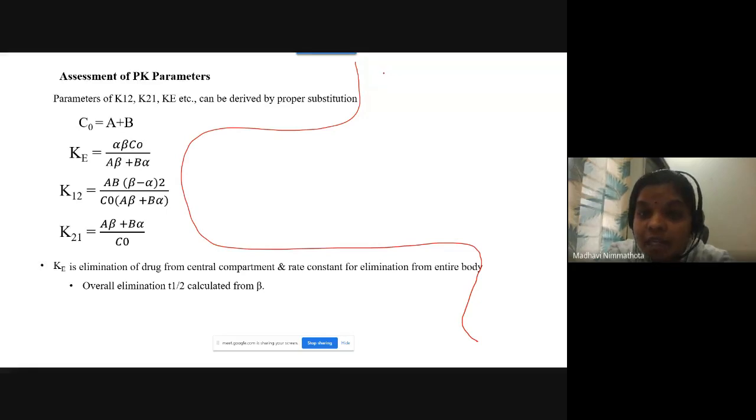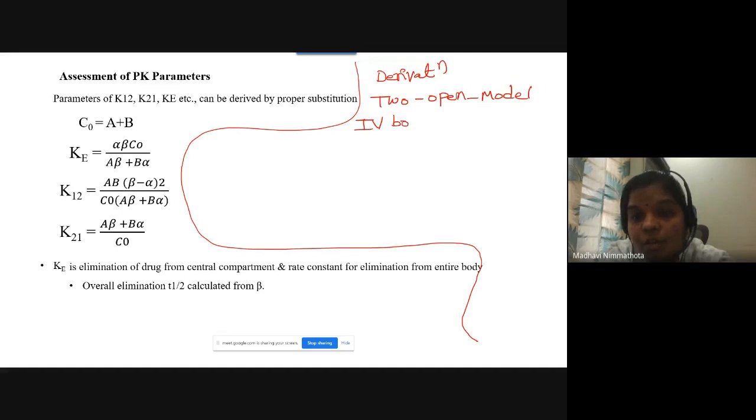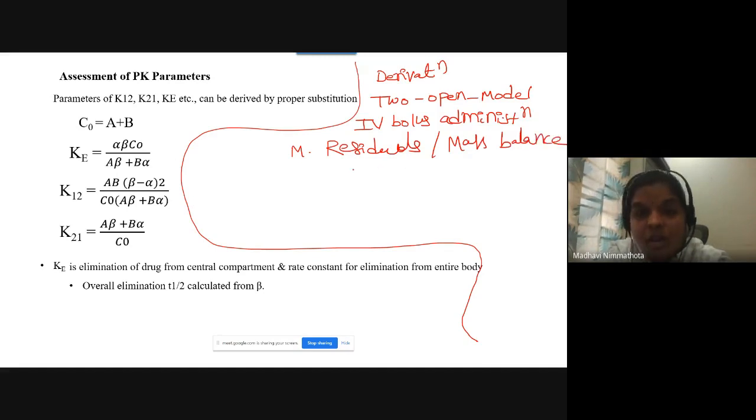In the last class, I discussed the derivation part of the two compartmental open model if the drug follows IV bolus administration. In that, we learned about the method of residuals, and one more method, the mass balance equation, for deriving the two compartmental open model of an IV bolus administered drug.